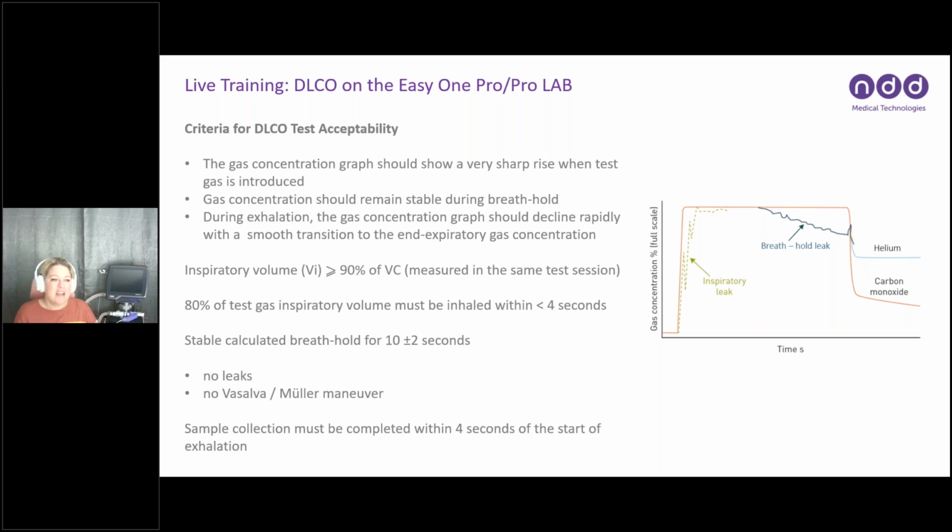The inspiratory volume must be greater than or equal to 90% of the vital capacity from our spirometry. So if they do not hit or exceed that dotted line, we know it's going to kick out the test. We want to make sure that 80% of that test gas volume is inhaled within that 4 seconds. Stable breath hold, 10 seconds plus or minus 2. No leaks, no swallows, no Valsalva maneuvers, and make sure that the sample collection is completed within 4 seconds of the start of exhalation. So in other words, as soon as the countdown hits 0, they immediately exhale.